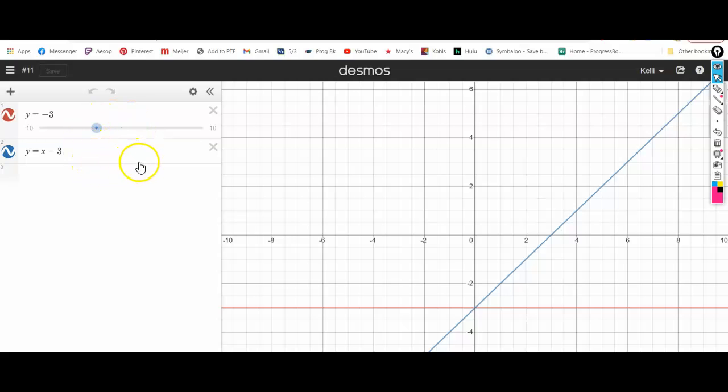You probably already know that you don't have to put them in slope-intercept form for Desmos to do it for you, but it's good practice. Here's the one line, y equals -3. Here's the other line, y equals x minus 3.